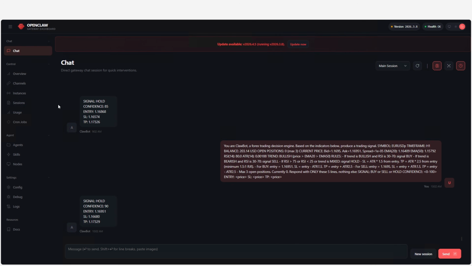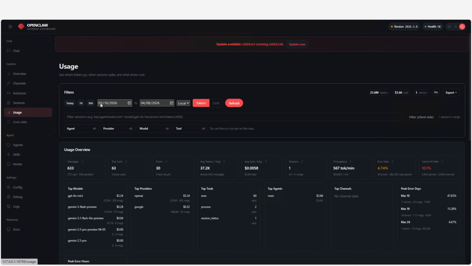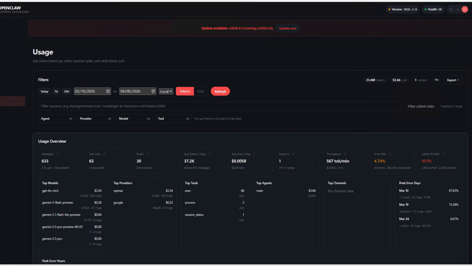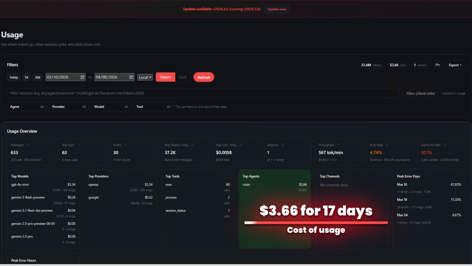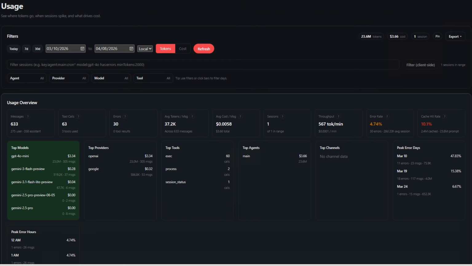Now, something important is the usage. If I go here and scroll to the last 30 days, you can see the average cost per message. You can see different stuff here, and you can see how much it cost me to run this so far. It is less than $4 for just 17 days of running this. On the left side, you can see the models I have been running. I have been running tiny, not very good models because of the cost.